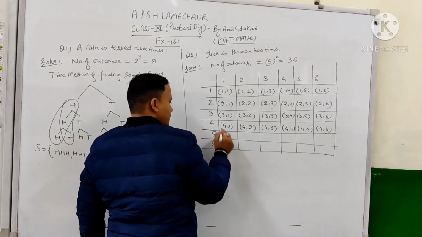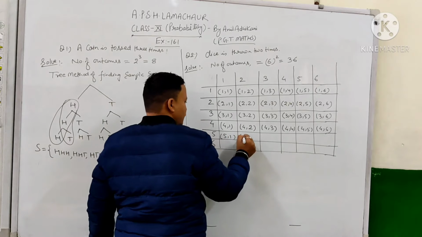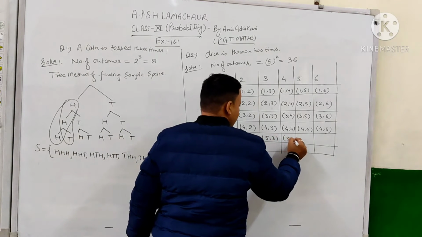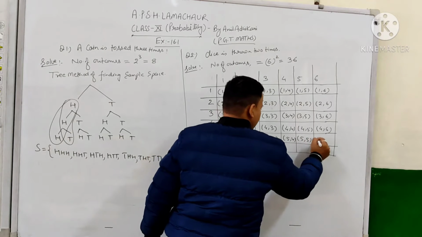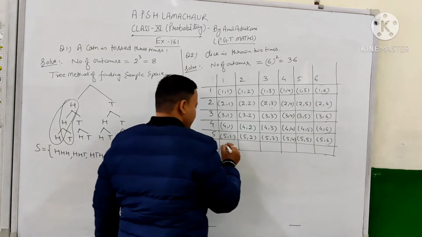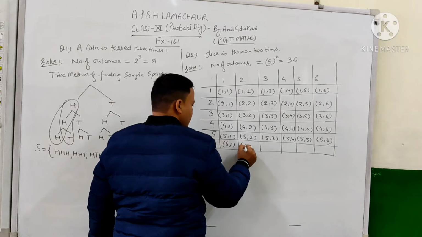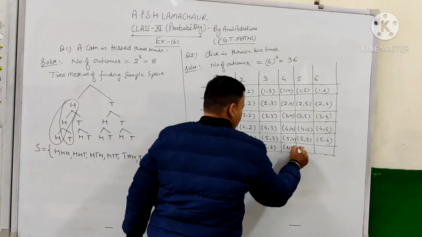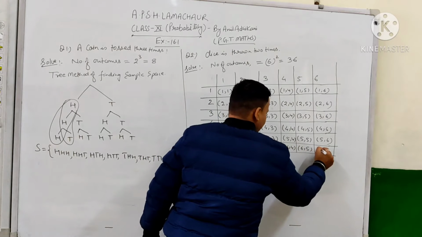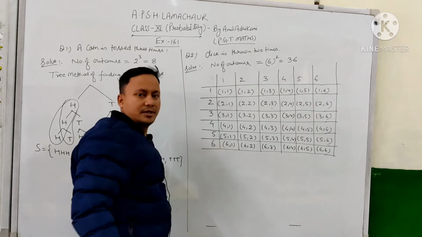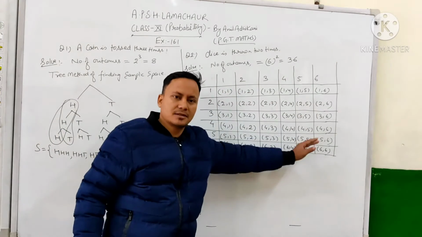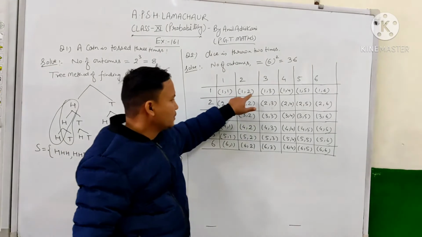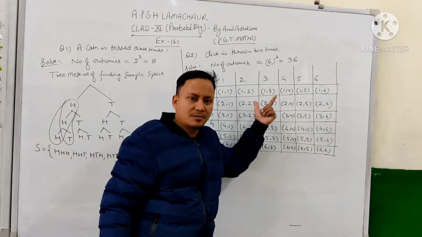Next 5 1, 5 2, 5 3, 5 4, 5 5 and 5 6, and next 6 1, 6 2, 6 3, 6 4, 6 5 and 6 6. So you can count here, these are the 36 sample points, starting from the very first 1 1, 1 2, 1 3, 1 4, 1 5, 1 6, 6 sample space.